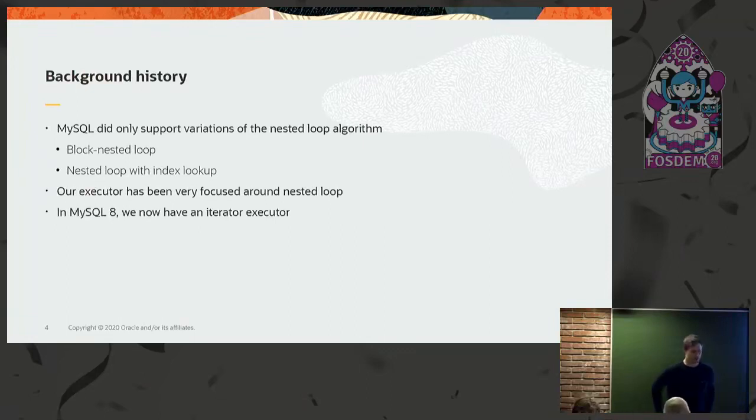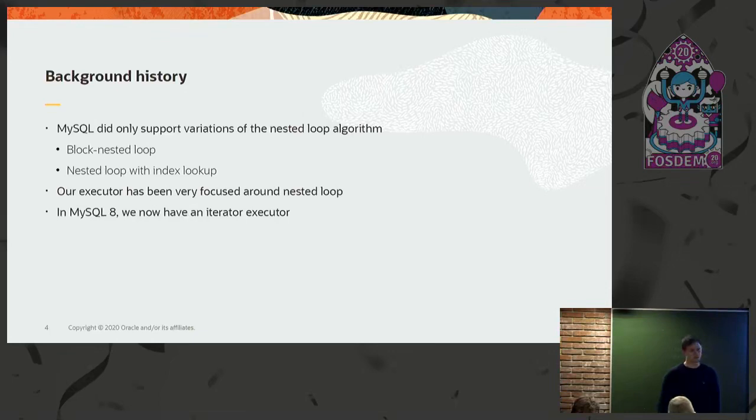So first, some background history. For the longest time, MySQL only supported variations of the nested loop algorithm for executing joins, which is, of course, the basic nested loop with index lookup. And we also have the block nested loop, which is a nested loop with an in-memory buffer for some speedup. And because we only supported nested loop, our executor and optimizer for that sake has been very focused around this nested loop execution, making it very hard to extend with other join algorithms that may not be a nested loop kind of algorithm.